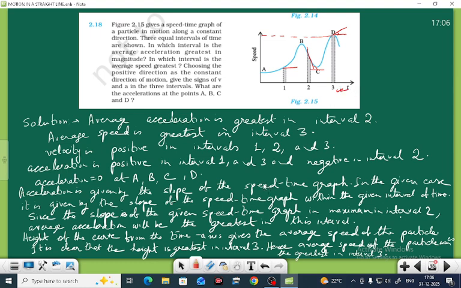What are the accelerations at points A, B, C? At point A, at point B, and at point C, you see this is a straight line.